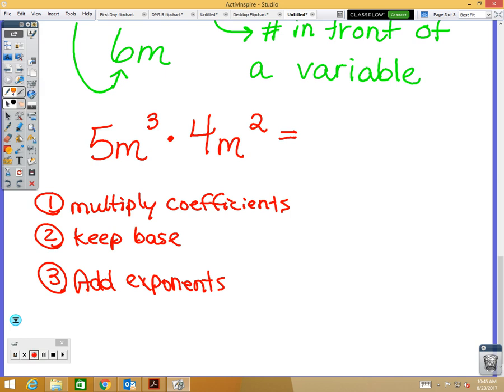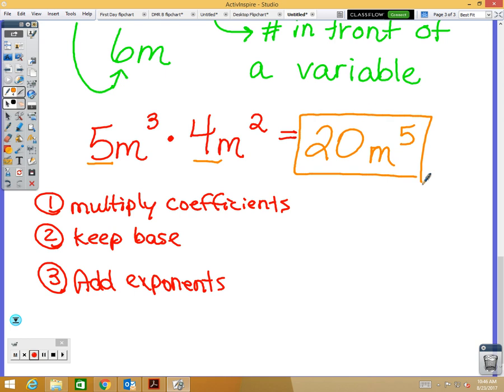So in this problem, what are my coefficients? 5 and 4. So I actually want to multiply 5 times 4, which is 20. My base is m. Keep it. My exponents are 3 and 2, so I'm going to add them. 3 plus 2 is 5. And that is your answer. So you multiply your coefficients, 5 times 4. You keep your base, m, and then you add your exponents. 3 plus 2 is 5.